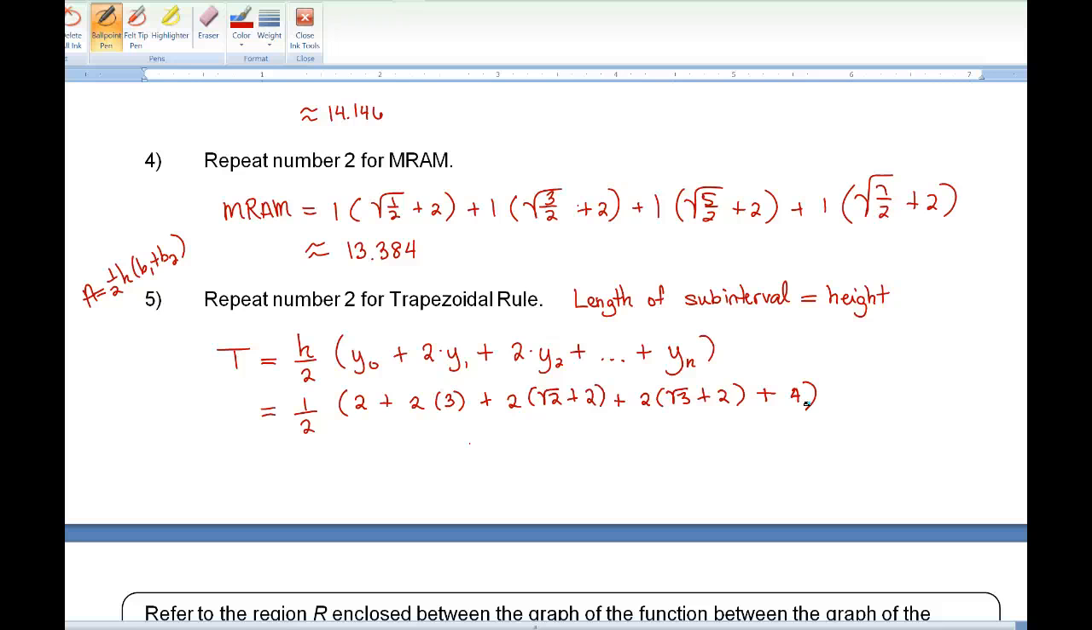And then just approximate that, we get, well, which makes sense when you saw that. The left hand was 12.146 and the right hand was 13.